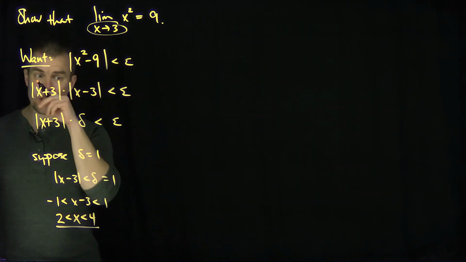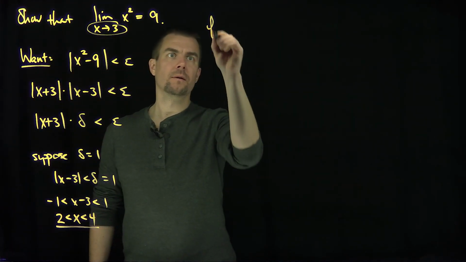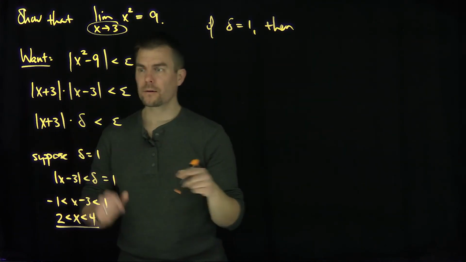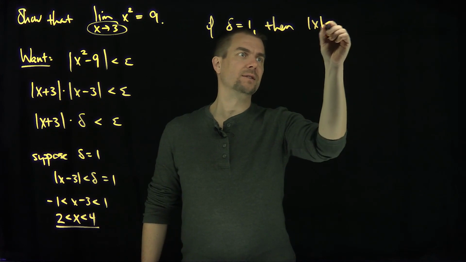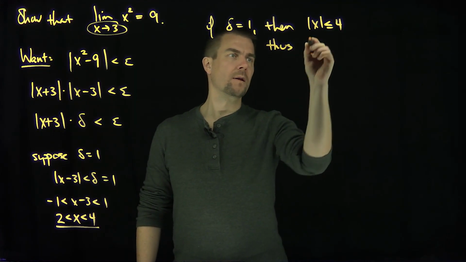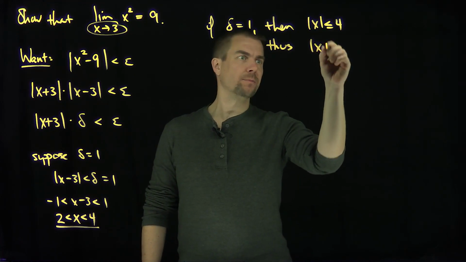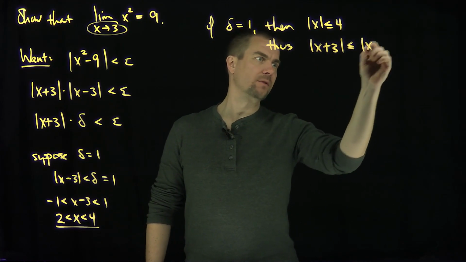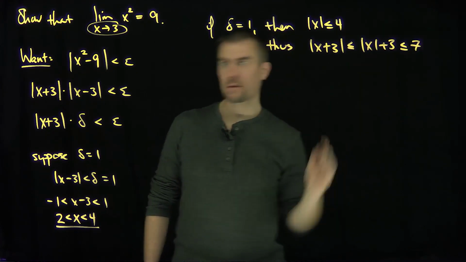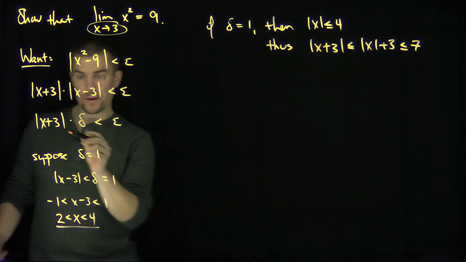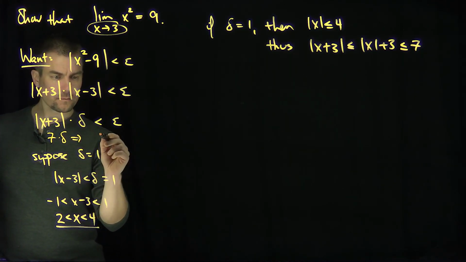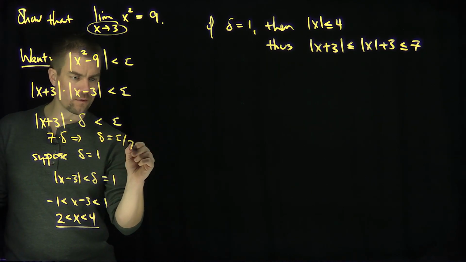So if delta was 1 or smaller, then the absolute value of x is less than or equal to 4, and therefore, thus, by the triangle inequality, the absolute value of x plus 3 will be less than 7. So if delta was less than 1, this would be a 7 over here. That would be a 7 delta, and that would say that delta should be chosen to be epsilon over 7.